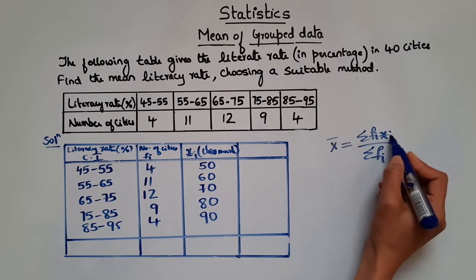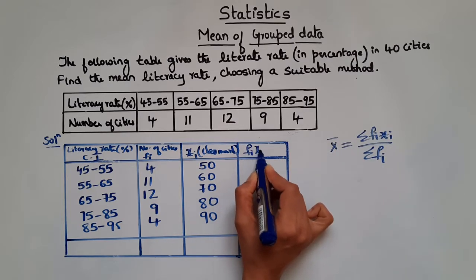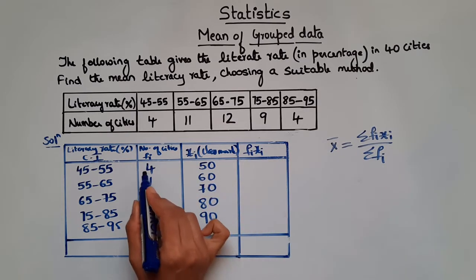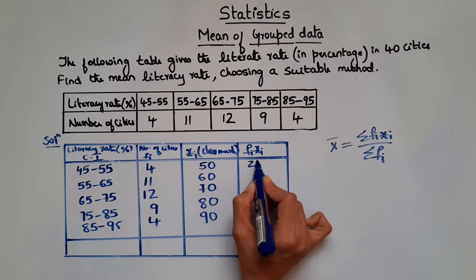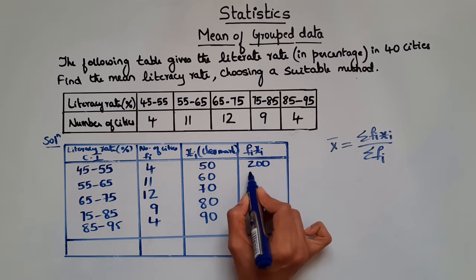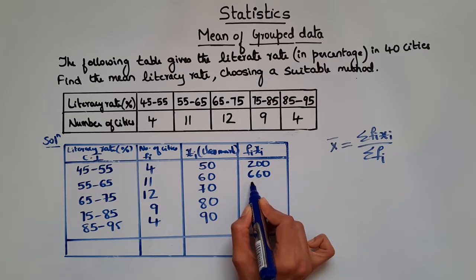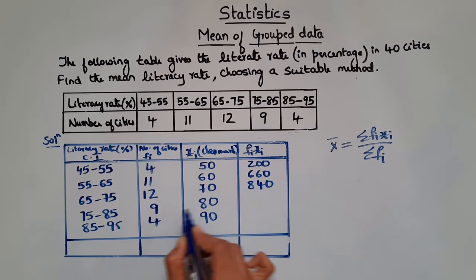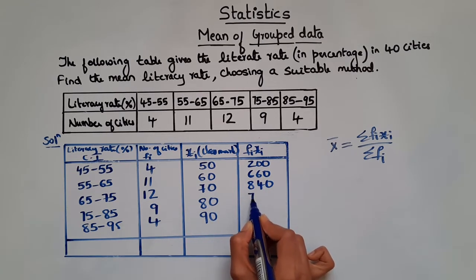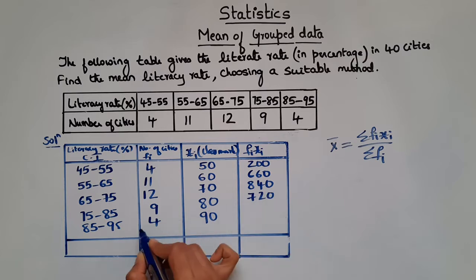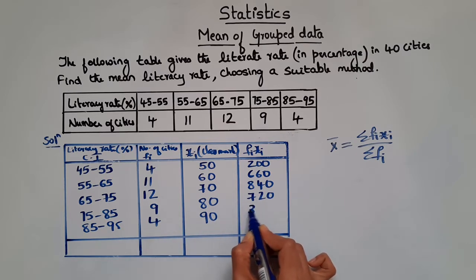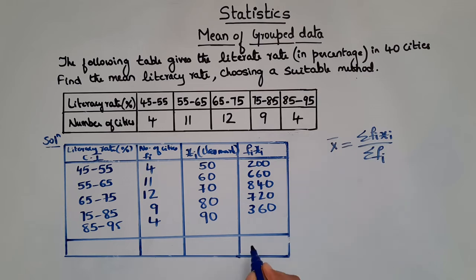Our next column will be Fi xi. So now we have to multiply Fi into xi. So 4 into 50, that is 200. 11 into 60, that will give you 660. 12 into 70, that will give you 840. 9 into 80, that will give you 720. And we have 4 into 90, that is 360. We want sum of Fi xi. So sigma Fi xi is equal to, when you add all these terms, this will give you 2780.